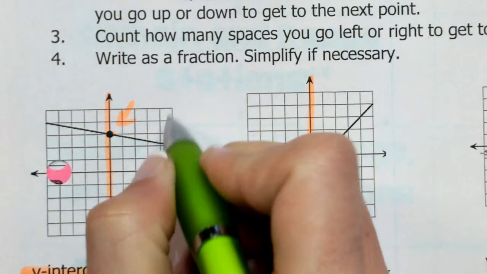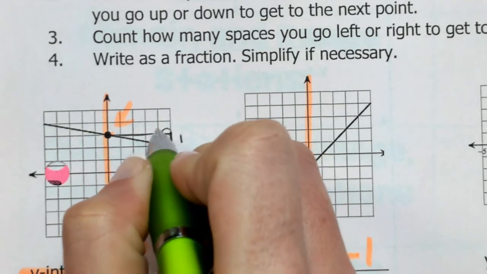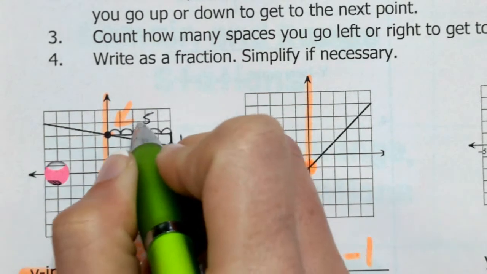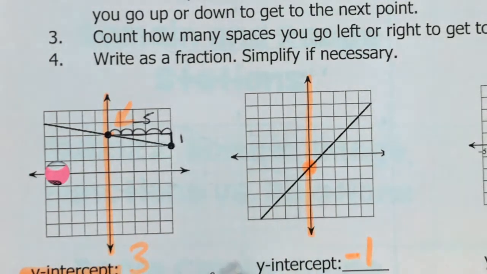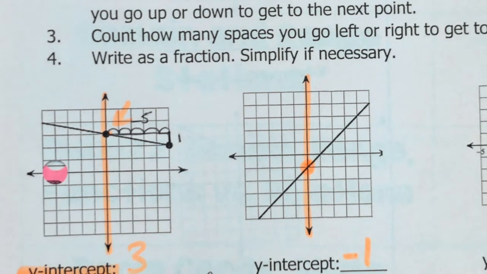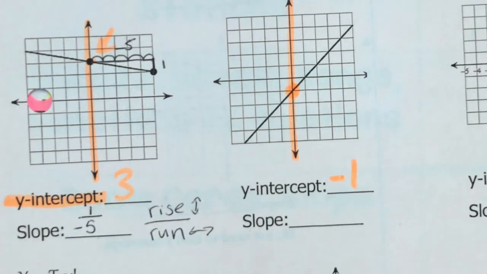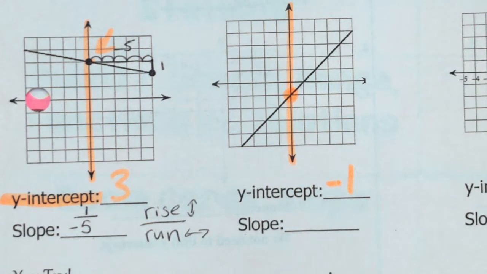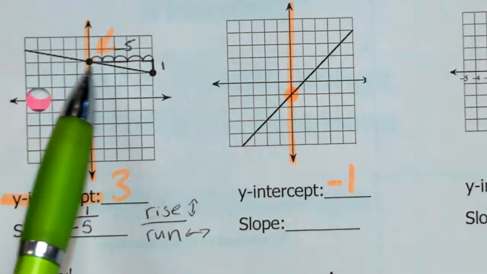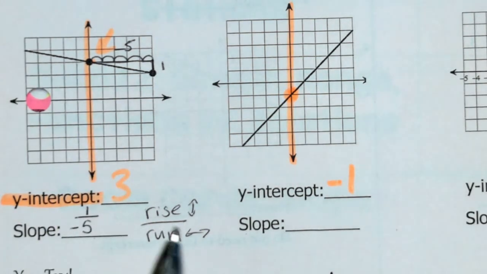Straight up 1, straight over 1, 2, 3, 4, 5. Backwards is negative. Down would also be negative. So the slope, I had to go up 1 and backwards 5. So my slope is -1/5. Remember we said this slope was going down, the slope should be negative.